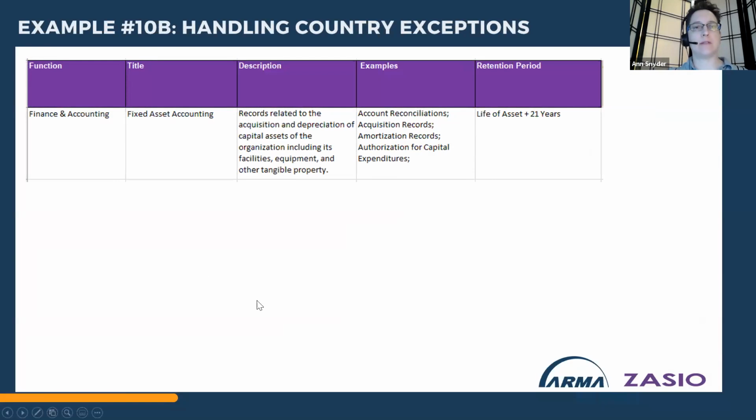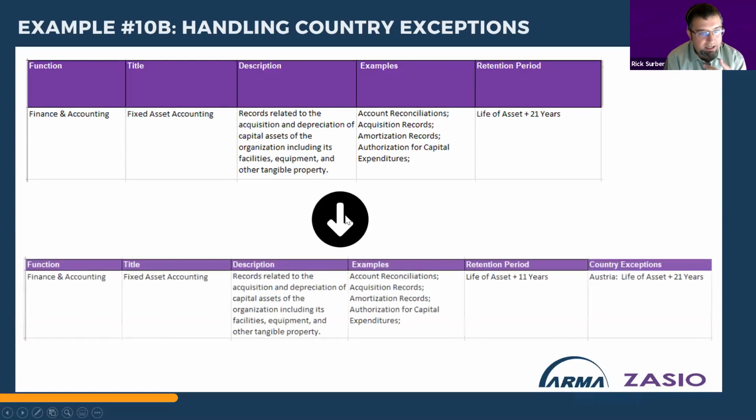All right, what are we seeing in this example? And I think we have one more after this. Yeah, this is the other side to that same coin. The retention period seems high for fixed accounting records here, 21 years. It just seems a little weird. And come to find out, when you dig into the research, you find there's a legal requirement requiring Austria to have these records for life of asset plus 21 years.